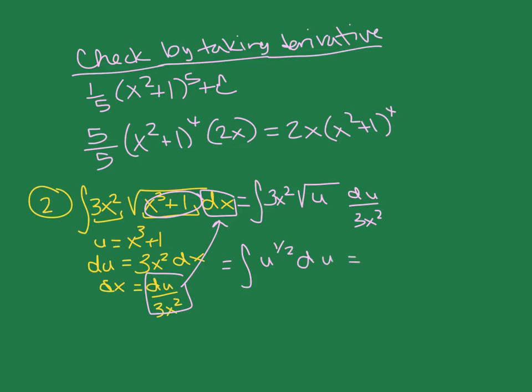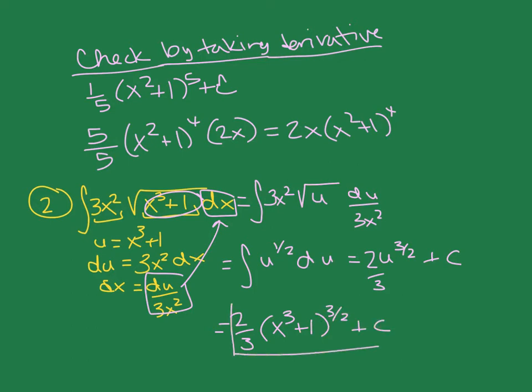Now you can just take the antiderivative of that one. You get u to the 3/2. Actually, you get 2/3 u to the 3/2 plus c. The final thing that you need to do is plug in your original u. And I do recommend that you go back and check your answer by taking the derivative. I'm not going to do that right now, but you certainly can do that on your own.